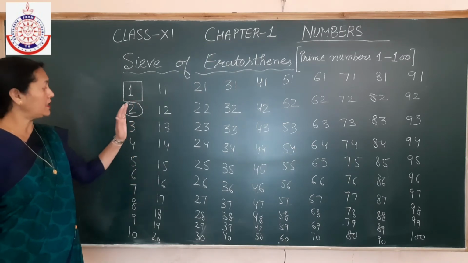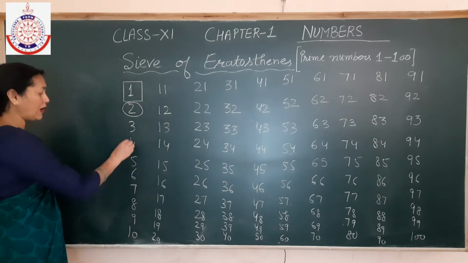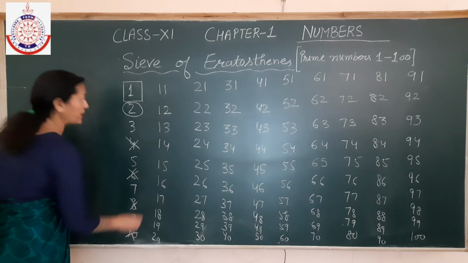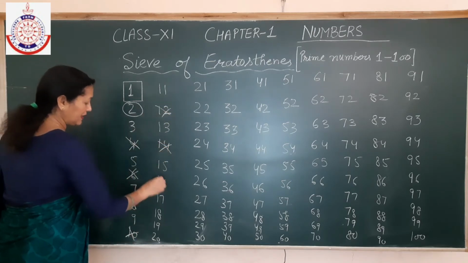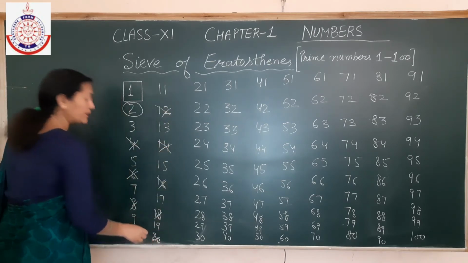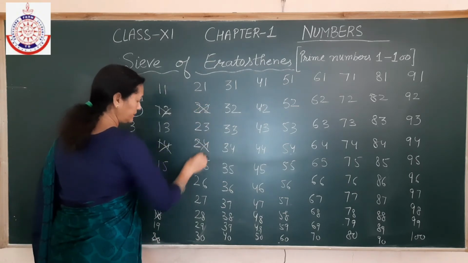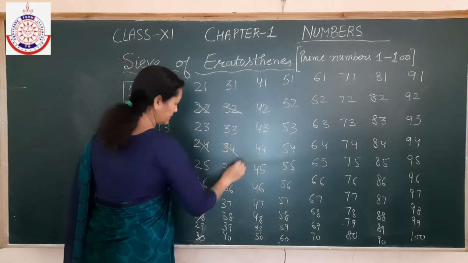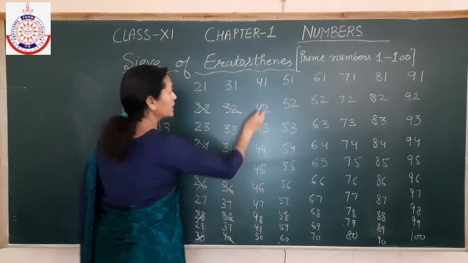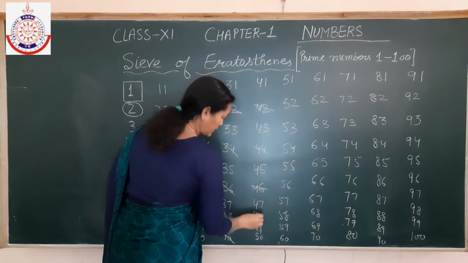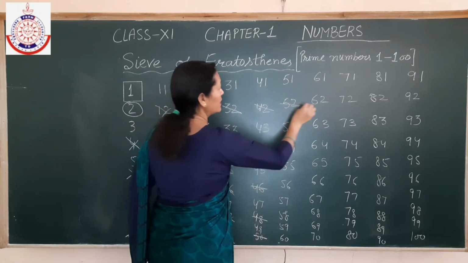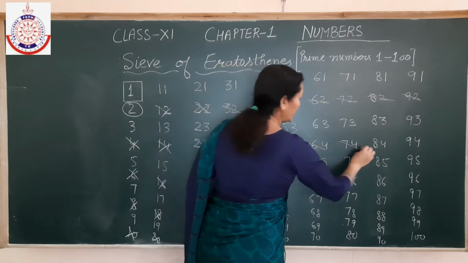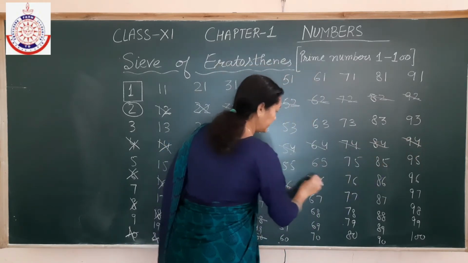That means, except 2, we will cross all the even numbers. An even number can never be prime. So, quickly we cross all the even numbers. We are crossing all the even numbers till 100. Even numbers except 2 can never be prime.